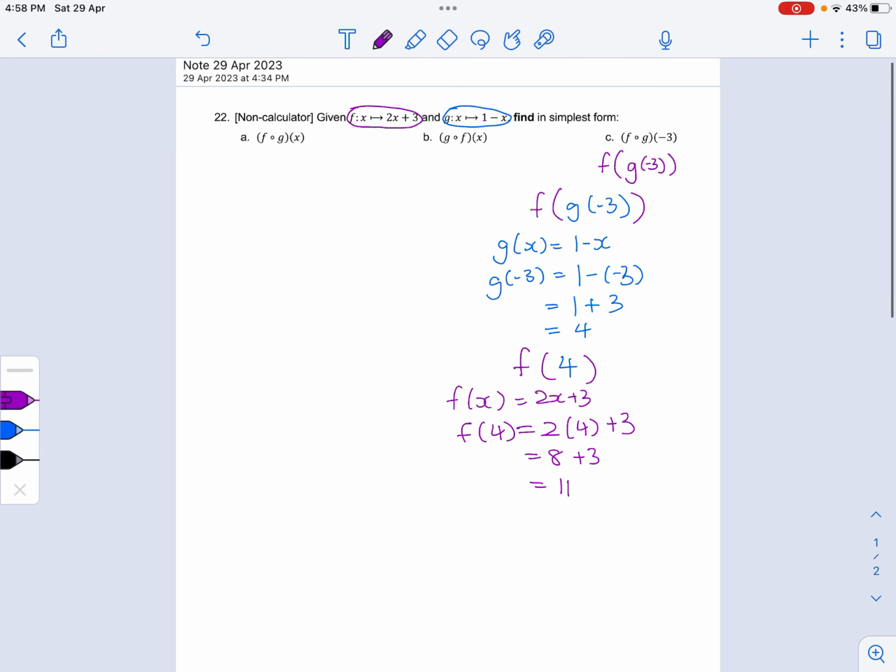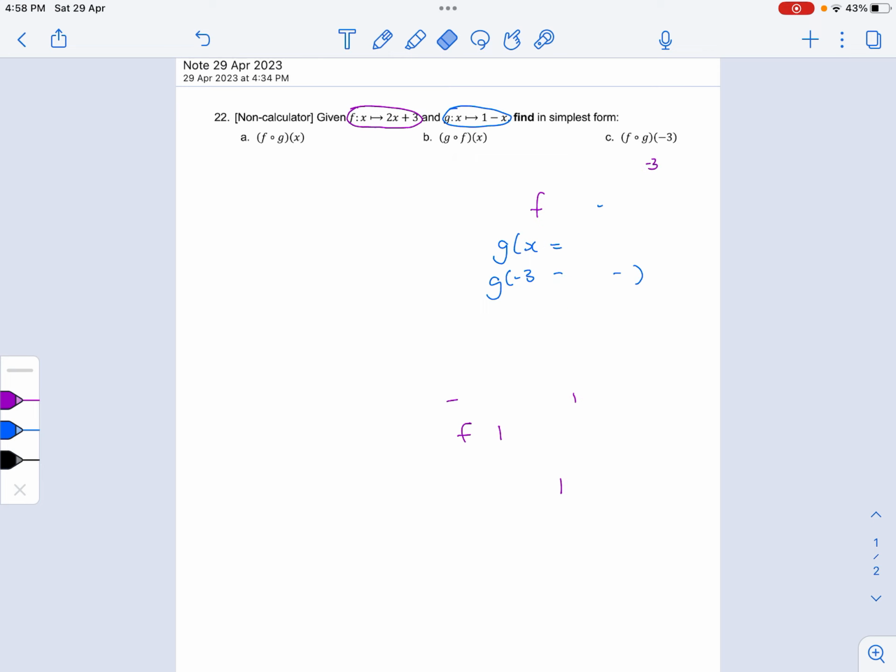And there you have it. We have our answer here, and it's the simplest form. And so that is how you solve for composite functions and how you can combine them. Remember, you always want to start on the inside first.